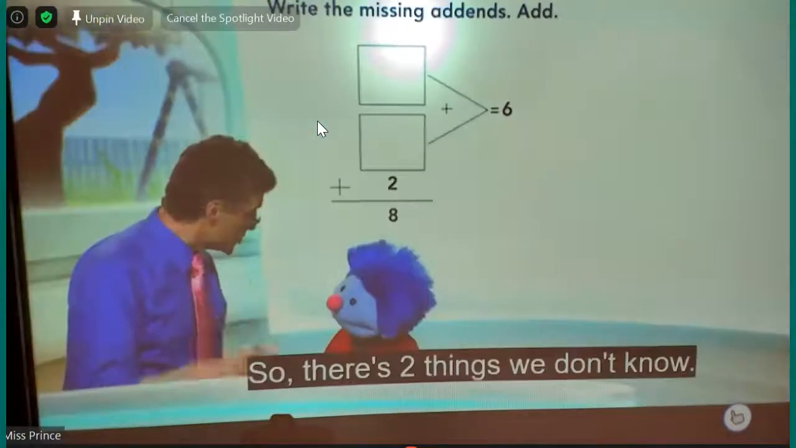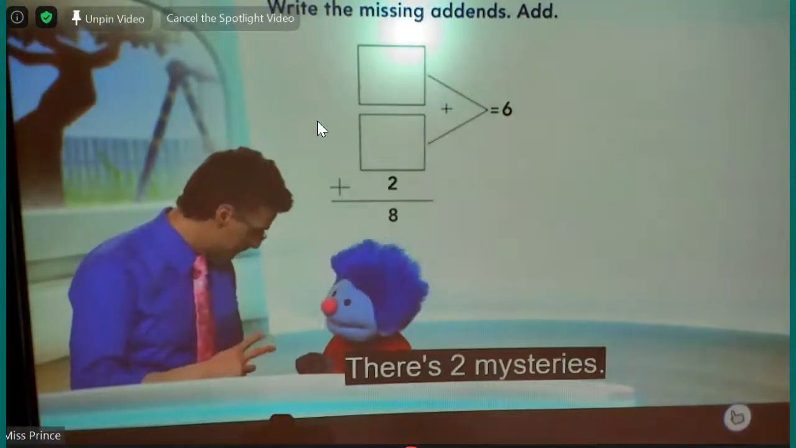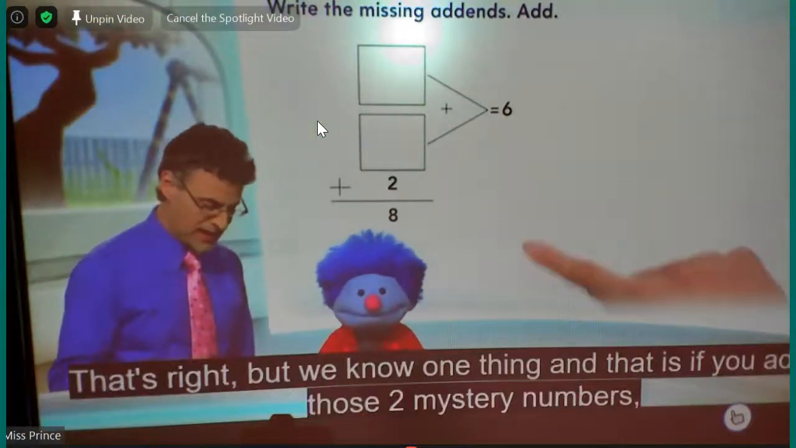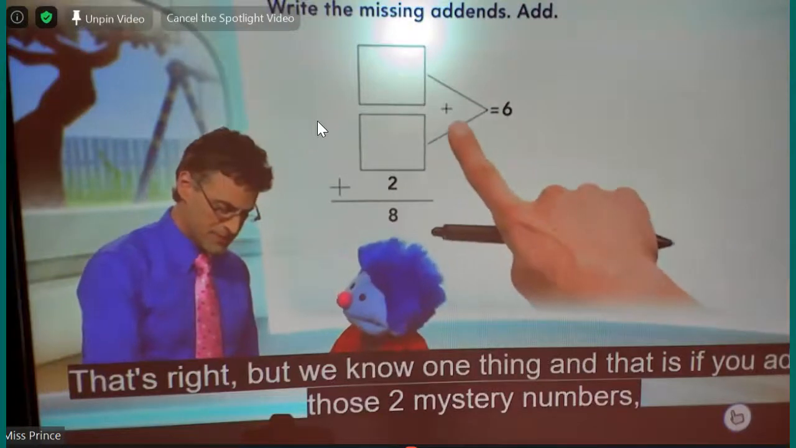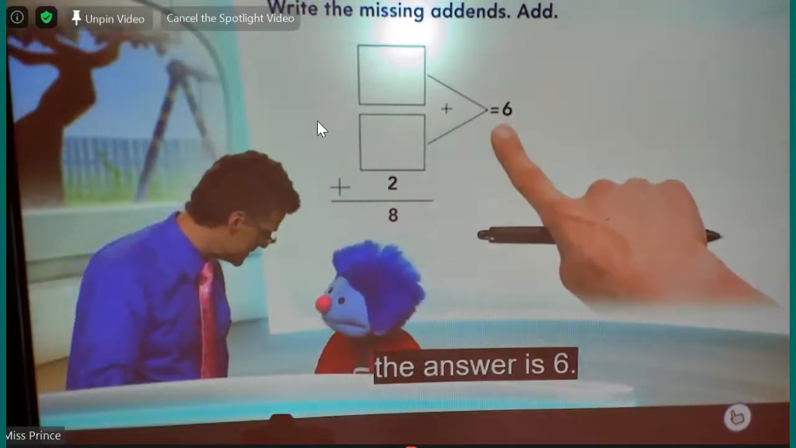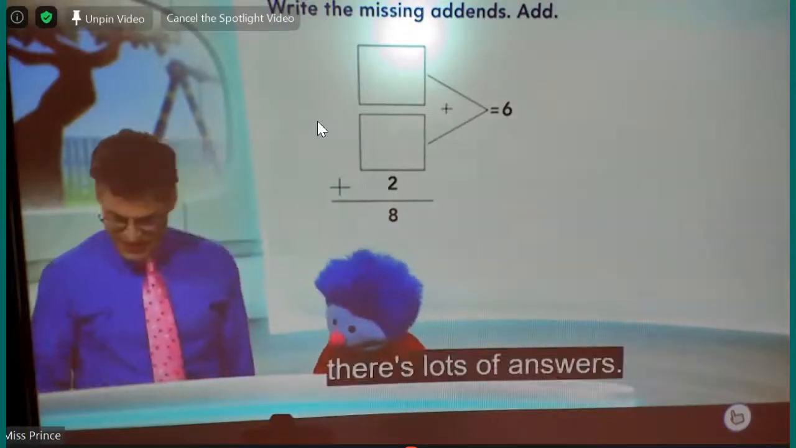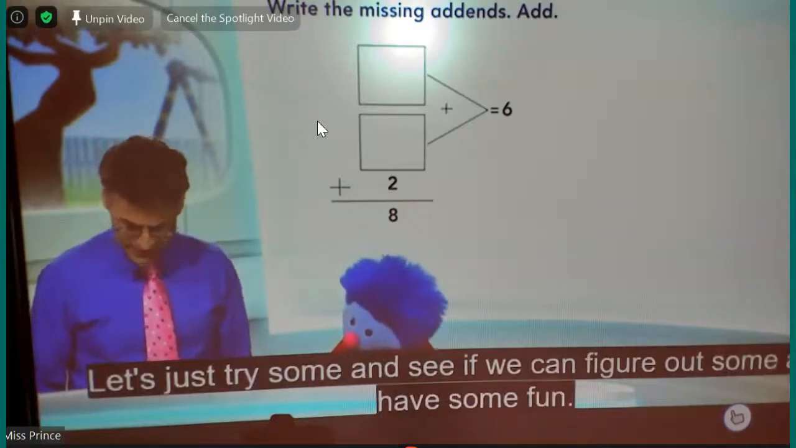Ooh, cool. So there are 2 things we don't know. There are 2 mysteries. That's right. But we know one thing, and that is that if you add up those 2 mystery numbers, the answer is 6. There are lots of answers. Let's just try some and have some fun.